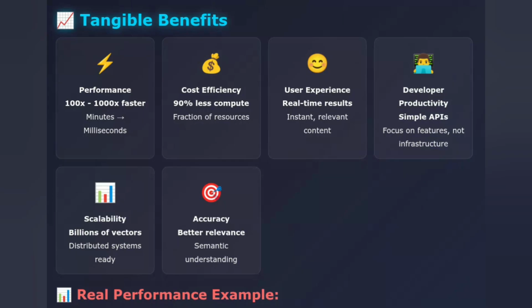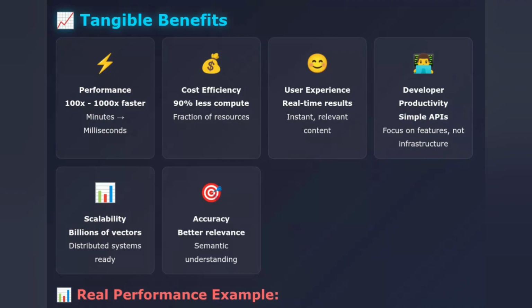Performance gains. We're talking 100x to 1,000x faster similarity searches. What used to take minutes now takes milliseconds. Cost efficiency. Instead of spinning up massive compute clusters for brute force similarity calculations, vector databases do it with a fraction of the resources. Better user experience, real-time recommendations, instant search results, and more relevant content. Users get what they want before they even think about it.